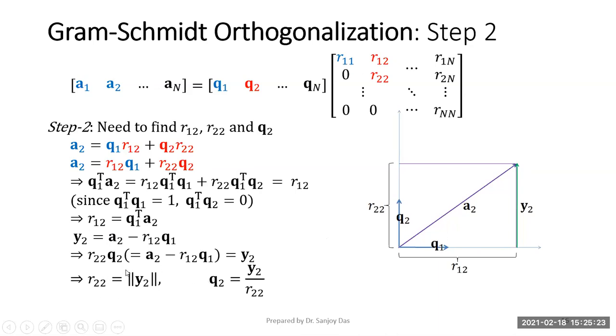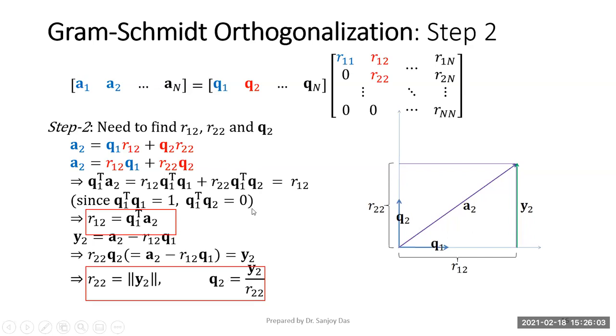Friends, since Q2 is also a unit vector, the length of Y2, the L2 norm of Y2, gives me R22. And if I normalize Y2, since Y2 is in the same direction as Q2, I just divide Y2 by R22, which is its norm. I get a unit vector in the direction of Y2, which is Q2. So Q2 equals Y2 over R22. So I've solved this and this, and I also got my Q2. Are you guys with me? Yes. Okay, so this is step 2.